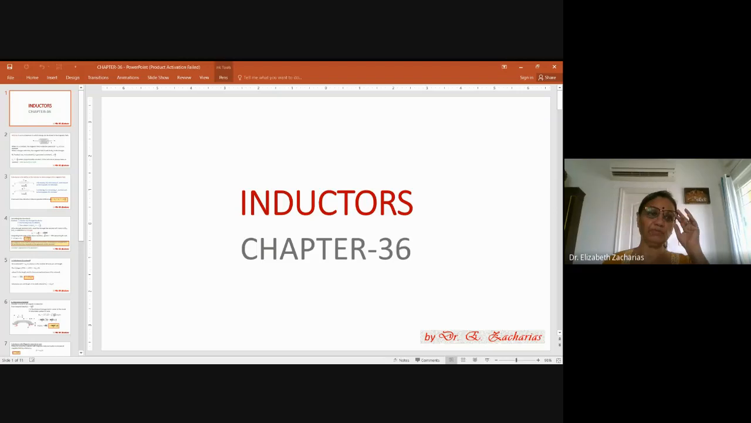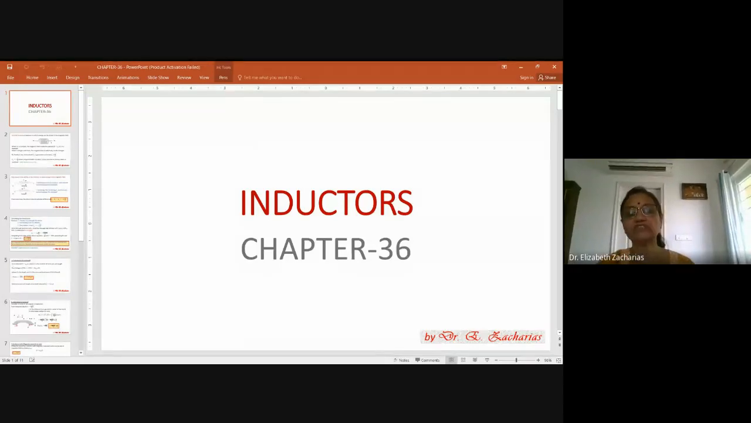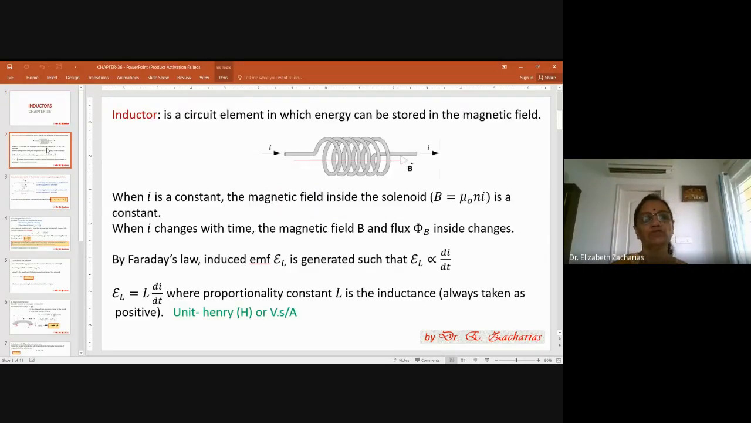We are with chapter number 36. I just introduced this chapter last class. I told you that inductors are simply circuit elements which can be used to store magnetic field. They are analogous to capacitors in electric field. The simplest inductor is going to be a solenoid.